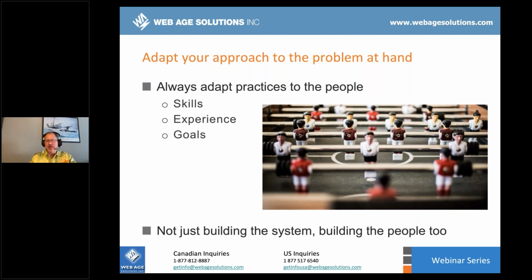The practices really have to follow the people, the skills, the experience, and the goals, both business goals and personal goals of the people who are involved. Because ultimately, we're not just building a system, we're building the team, we're building the people who are building the system. And our practices have to adapt to that.